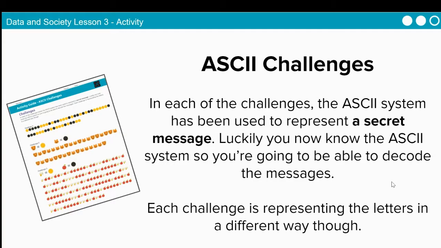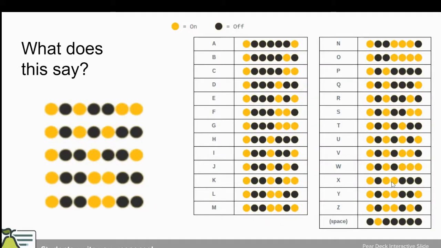ASCII Challenges. In each of the challenges, the ASCII system has been used to represent a secret message. Luckily, you now know the ASCII system, so you're going to be able to decode the messages. Each challenge is representing the letters in a different way. So here's our first one.